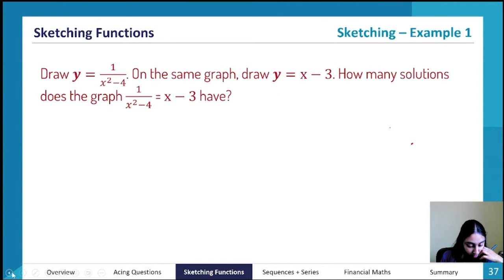Cool. Okay, I'm going to give everyone a sec to do this question because it's a really nice question. So draw y is equal to 1 on x squared minus 4. On the same graph, draw y is equal to x minus 3. How many solutions does 1 on x squared minus 4 equal to x minus 3 have? Okay, I'm going to give you 30 seconds. Actually, no, I'm going to give you like 10 seconds and then you can pause the video.